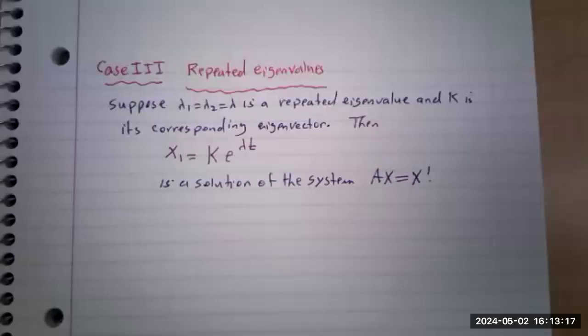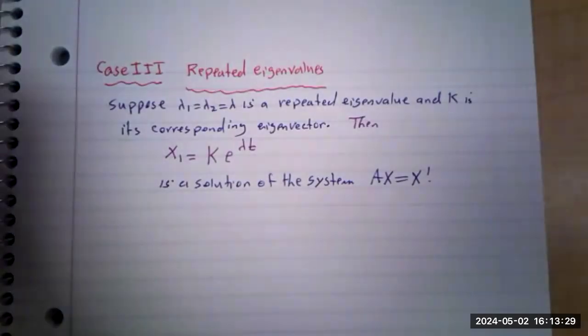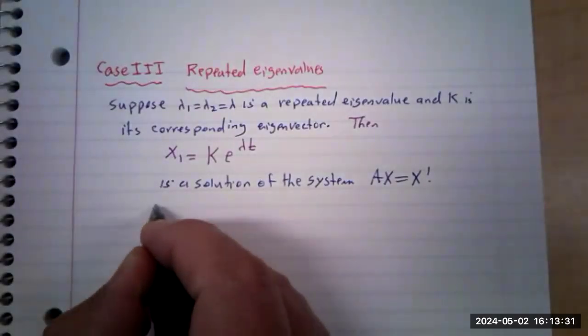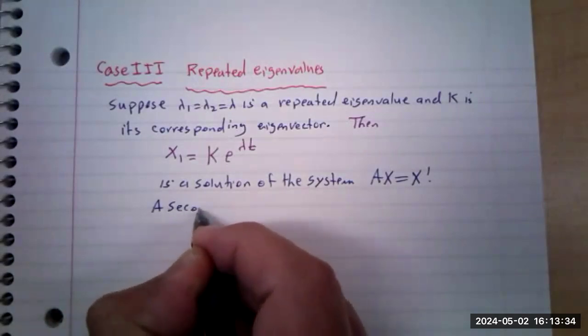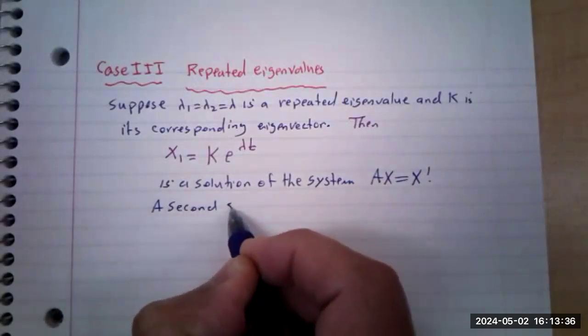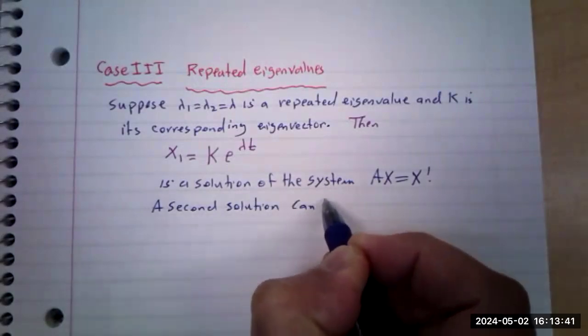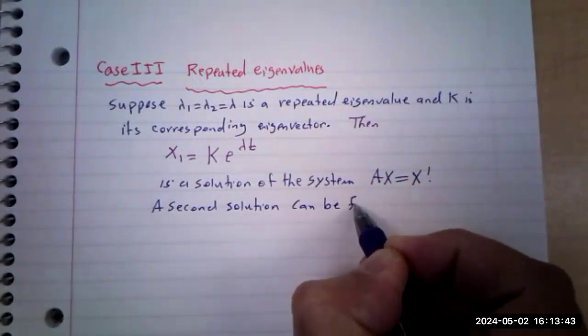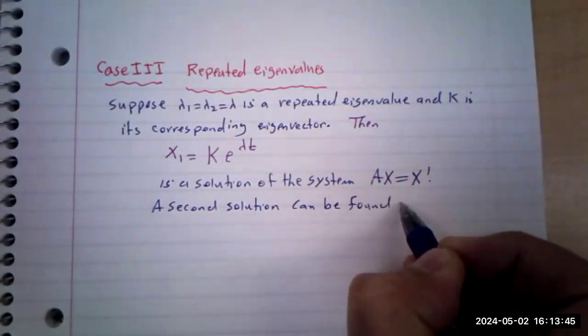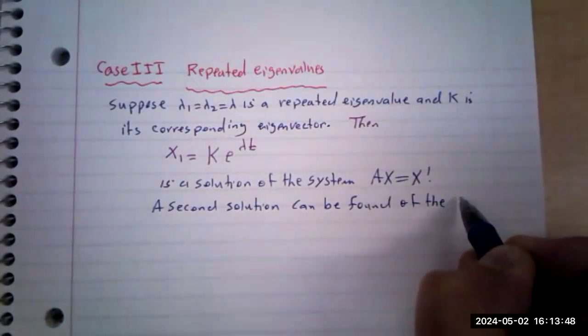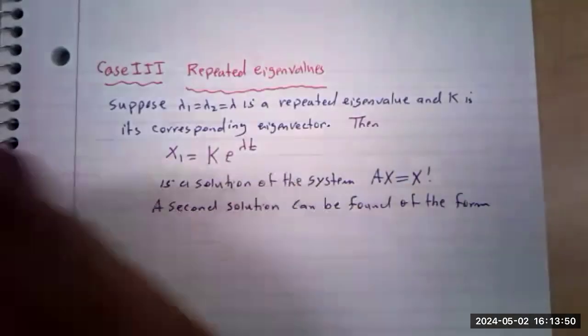In the usual linear equation, remember this is e to the lambda t, so t e to the lambda t must be the other one. But we have to modify it in vector form. So this is a suggestion, then we are going to prove it. A second solution can be found. We give a suggestion and then we prove it. This is going to be the suggestion.